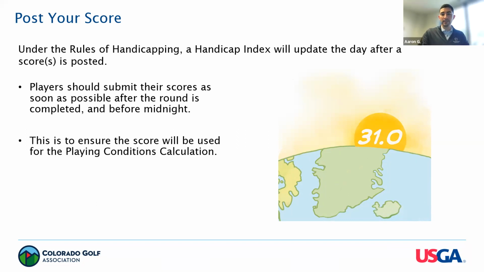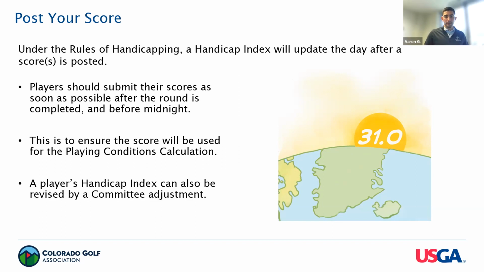Just try to make sure that that score is posted by midnight, because at midnight, now we all know, a PCC will be triggered right at midnight. And in order for that score to count towards that PCC, it must be posted. Now, if a score is posted and it's incorrect, whether the date is wrong, a 9-hole score is posted as 18, things like that, the committee can always go in and revise the score if needed.